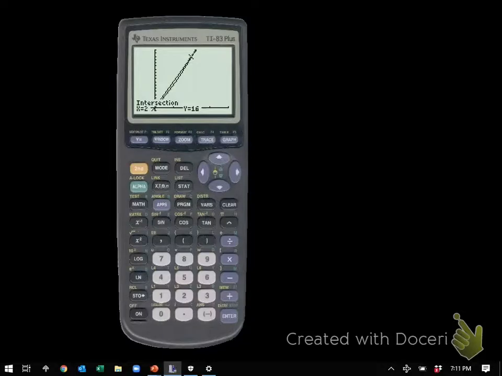Okay? But we do have to be careful because one thing that we saw before is that I did have a second one. If I go and hit second, calc again, and then I choose my intersect option, okay, it is still going to give me some problems, okay.